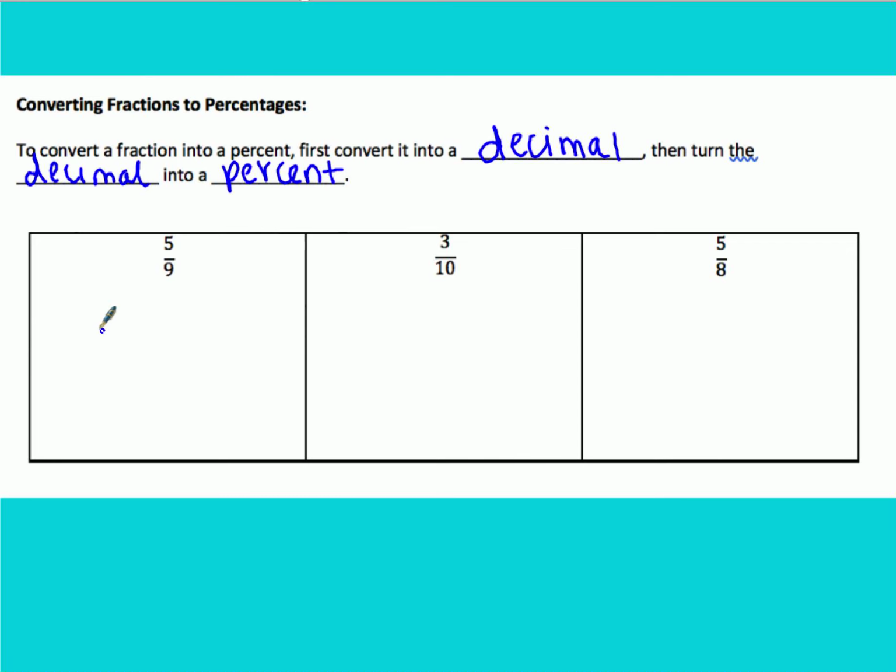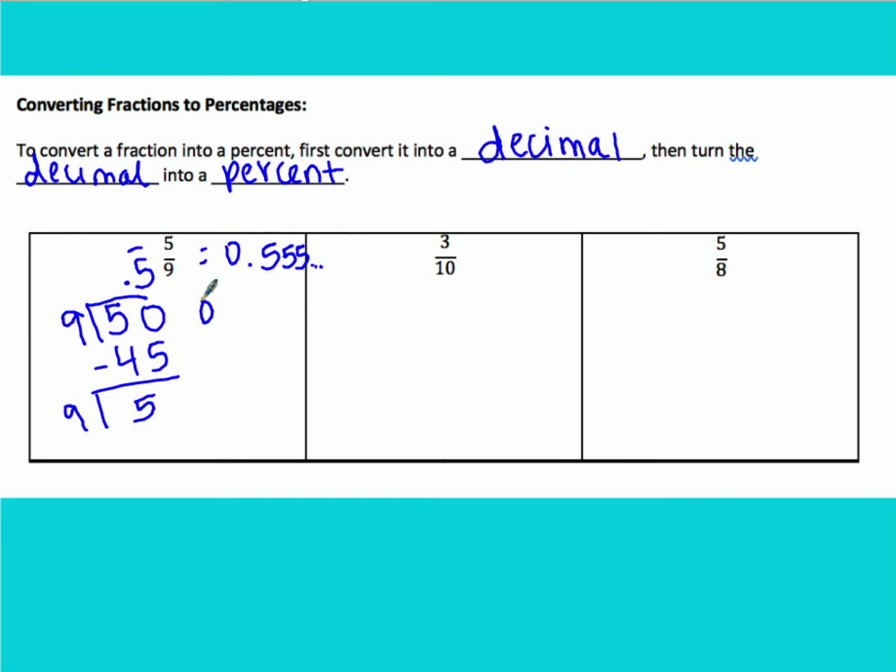So for 5/9, we know if we forget how to do it, we can always do long division, but we remember that our 9s always make repeating decimals. So 9 into 50 is 5 times, and remember when we subtract this, we just get 5 left, so we're going to keep repeating that 5. So the decimal here is 0.5 repeating. So there would just be 5s continuously here.